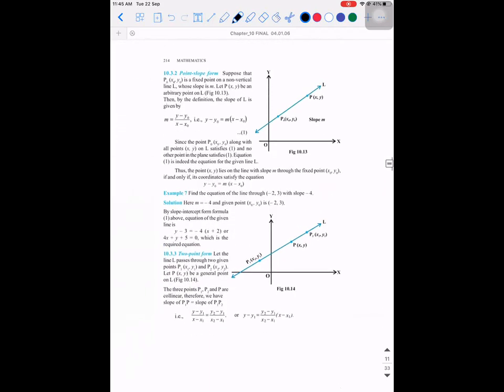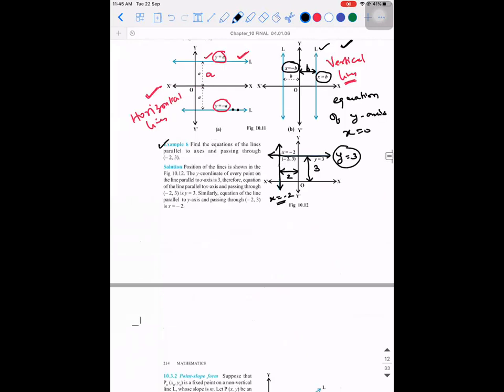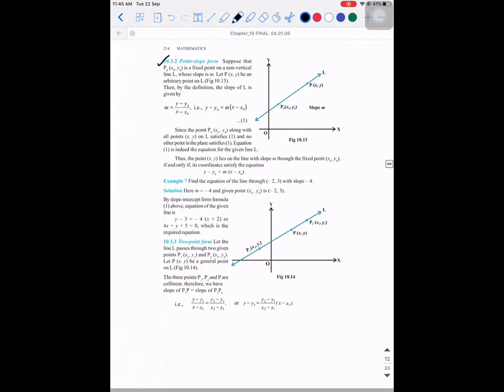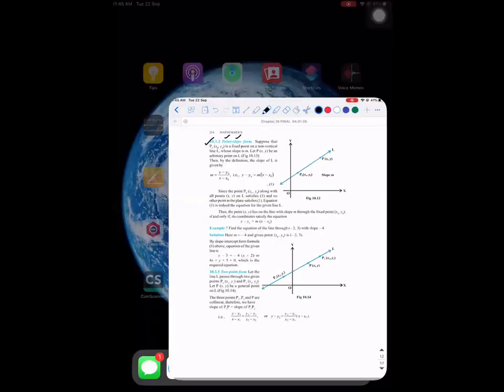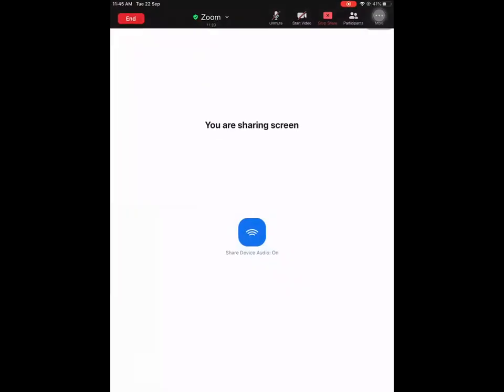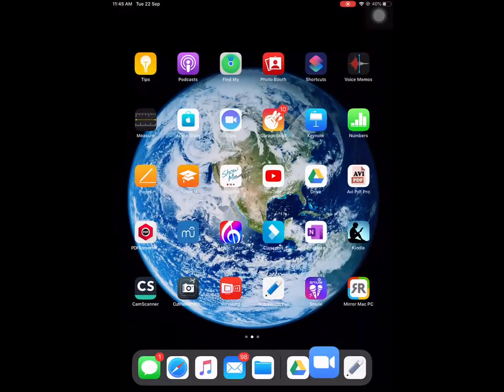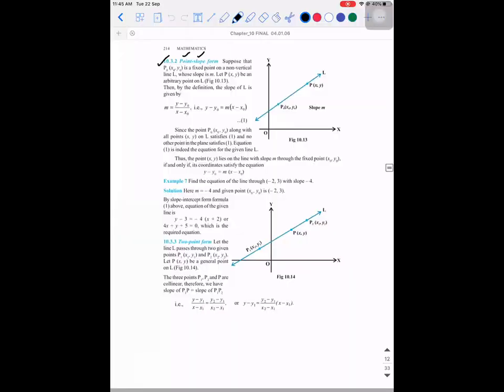So the next form that we are going to see, what we saw is 10.3.1. 10.3.2 is the second form of line, which is called the point slope form. So the one we are going to see is the point slope form.